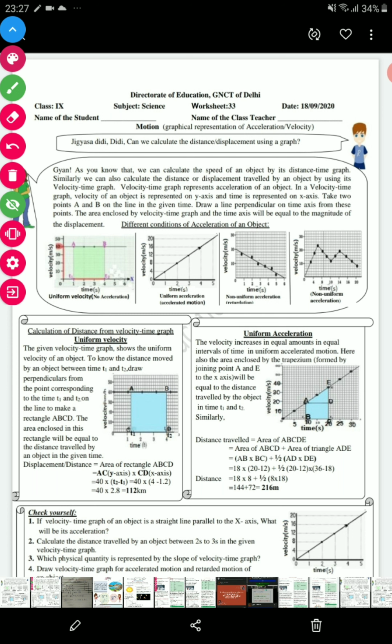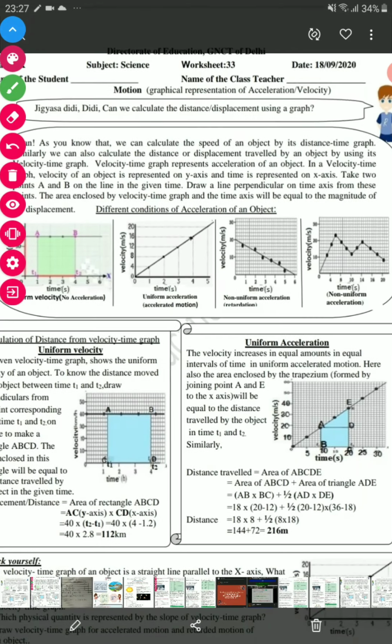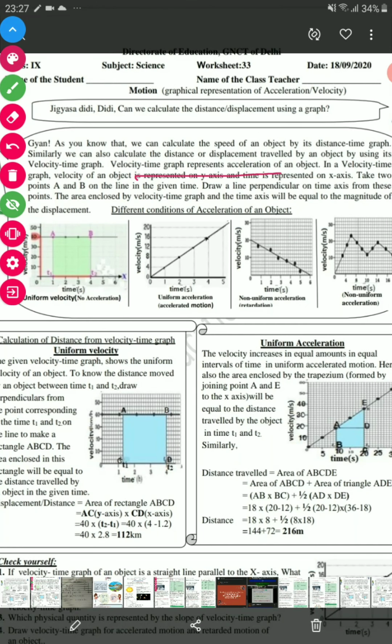See this, students. Then Jigyasa Didi replied, we can calculate the speed of an object by its distance time graph. Similarly, we can calculate the distance or displacement traveled by an object by using a velocity time graph. A velocity time graph represents the acceleration of an object. When we take a velocity time graph, it shows the acceleration in the body or object.